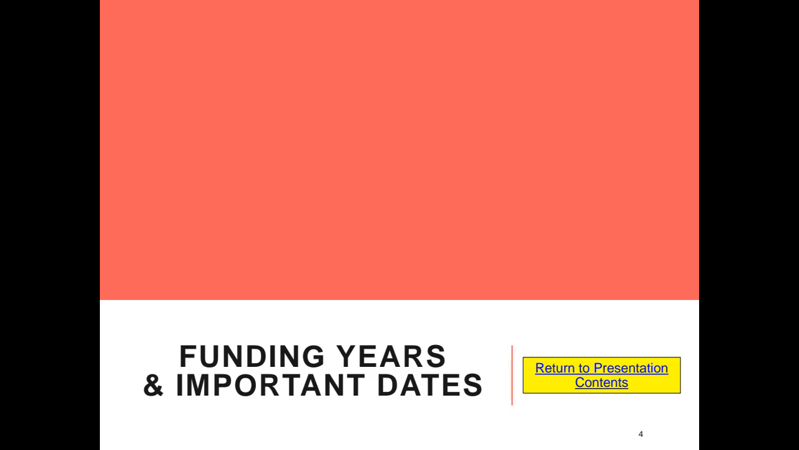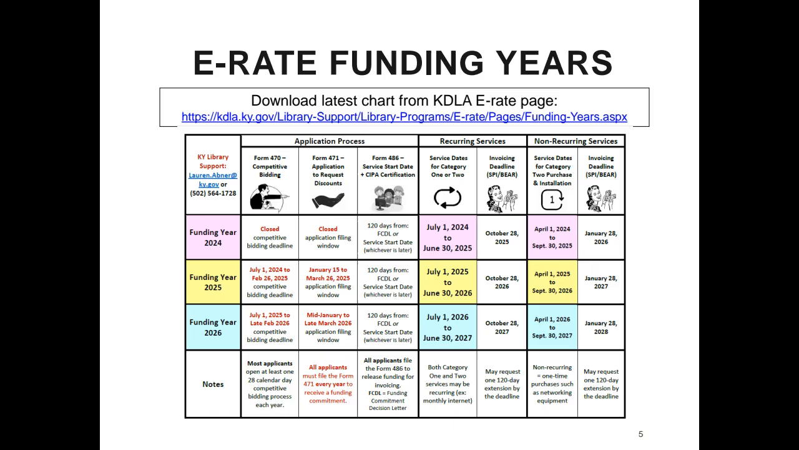Okay, so let's take a step back and talk about where we are in this whole E-Rate process. I've updated the E-Rate funding years chart to include the deadlines for funding year 2025. If you look at the yellow row for funding year 2025, we're in the competitive bidding time period. And we now know that the last date to file a Form 470 and make sure you get all of the steps of the process completed to file an application on time is February 26th, 2025.